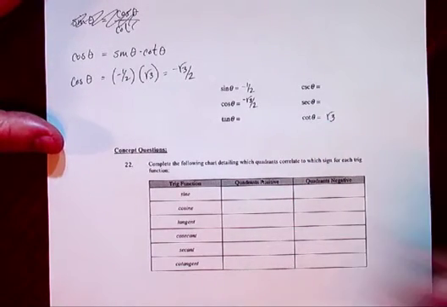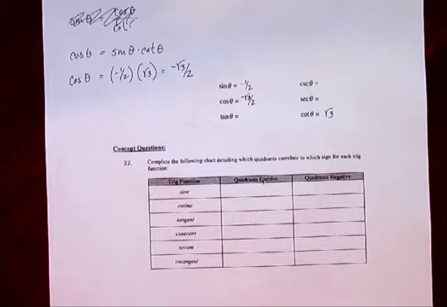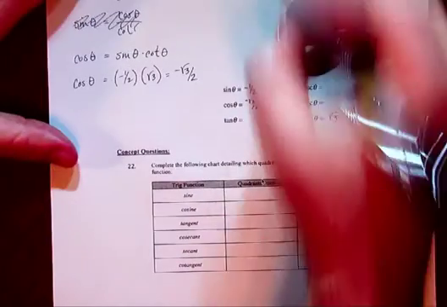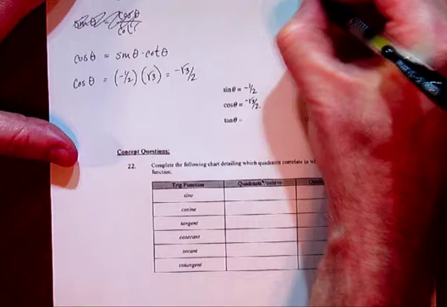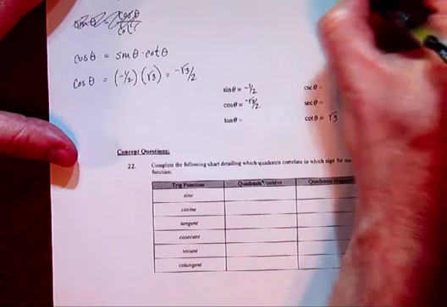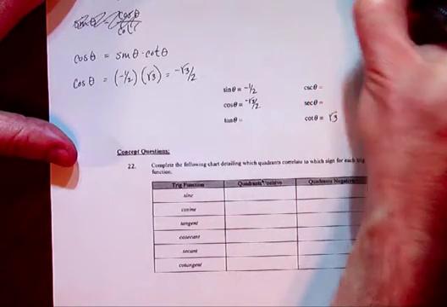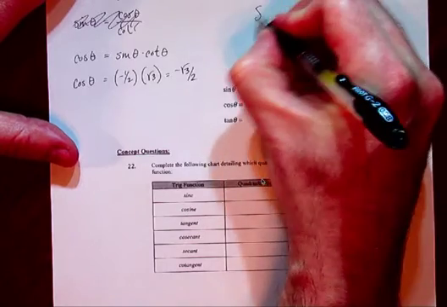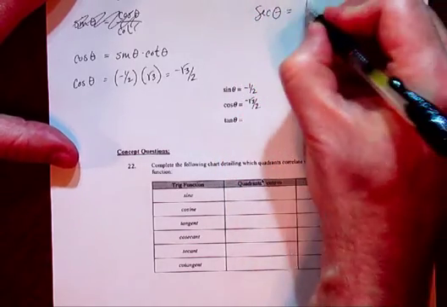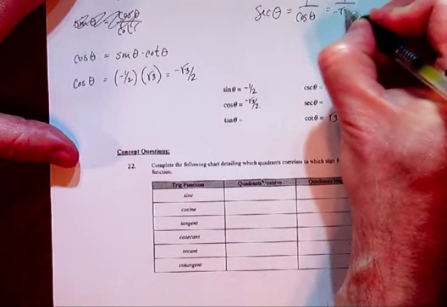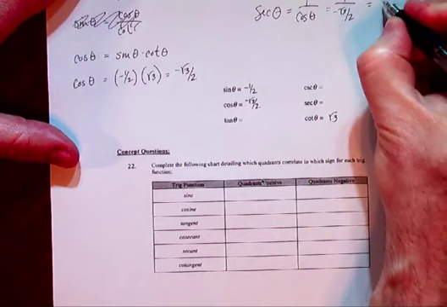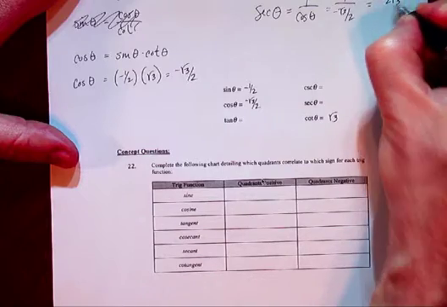Now, the rest of these, you simply get at them by using the reciprocal identities. Cosecant theta is equal to 1 over sine theta, or 1 over negative 1/2, which is negative 2. Secant theta is equal to 1 over cosine theta, which is 1 over negative root 3 over 2, and that winds up being negative 2 root 3 over 3.